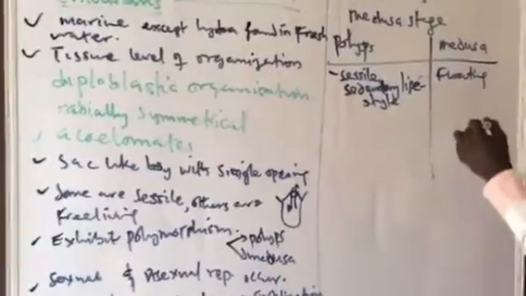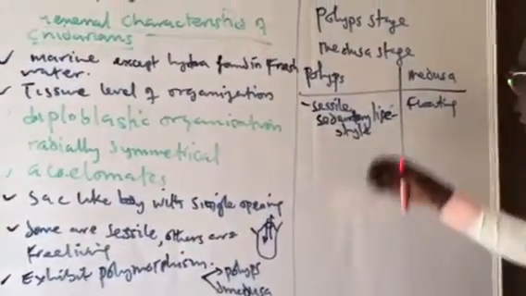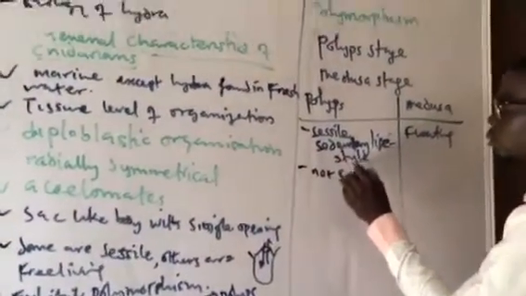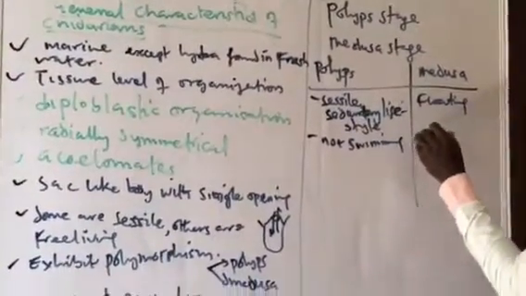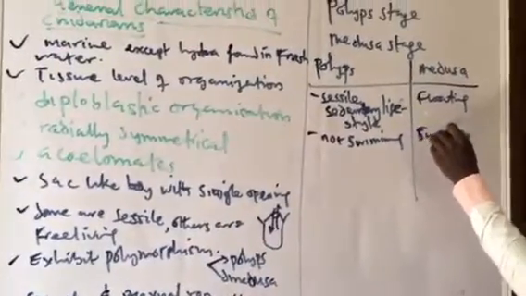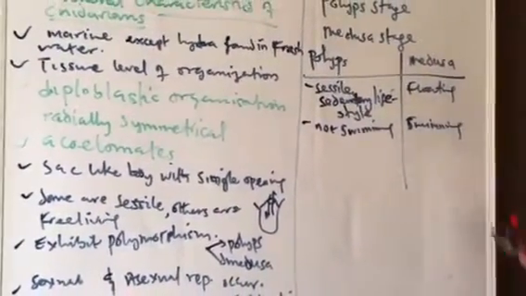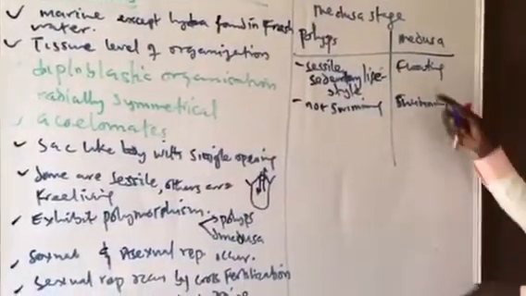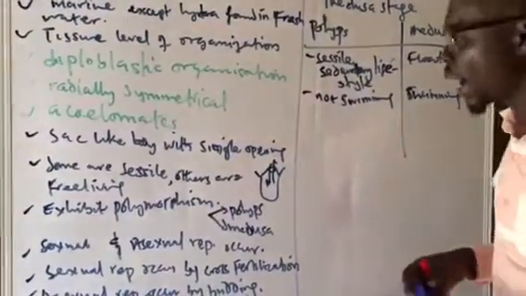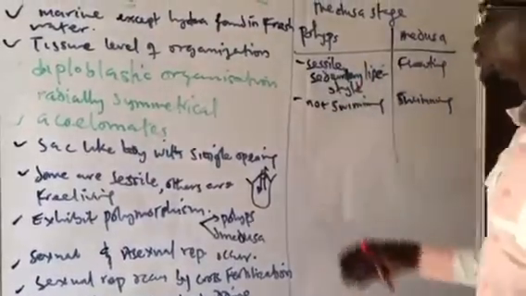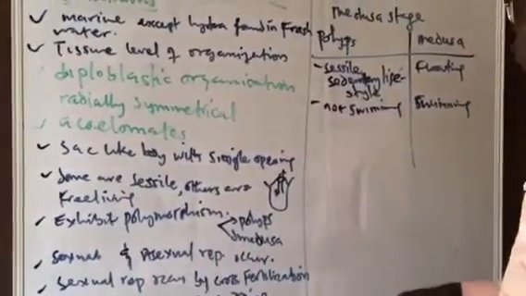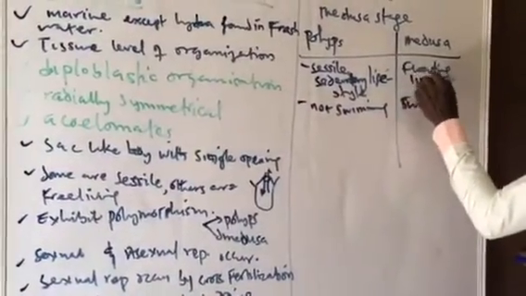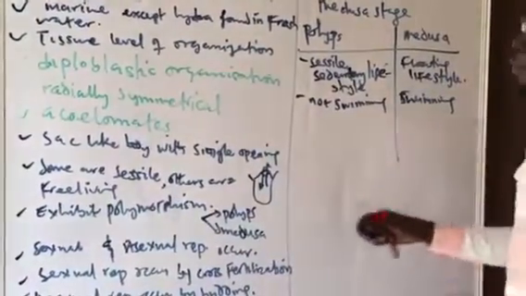Whereas these ones can move. That's why we say sessile for the polyps. They cannot swim, whereas the medusa is free swimming. They can swim from one place to another. The medusa is the adult form. The polyps cannot move; they are attached to the surface. That's why we say they have a sedentary lifestyle, while the medusa has a floating lifestyle, so they can move from one place to another.